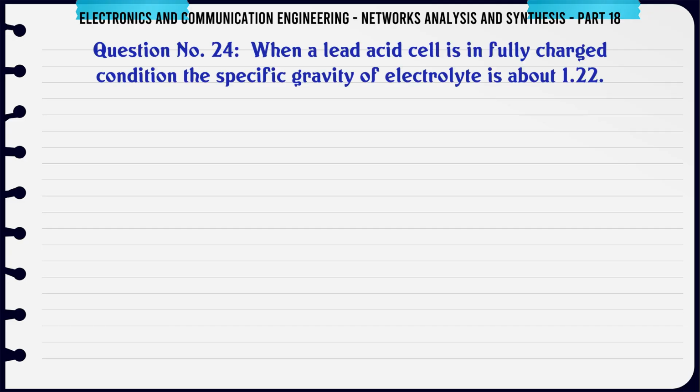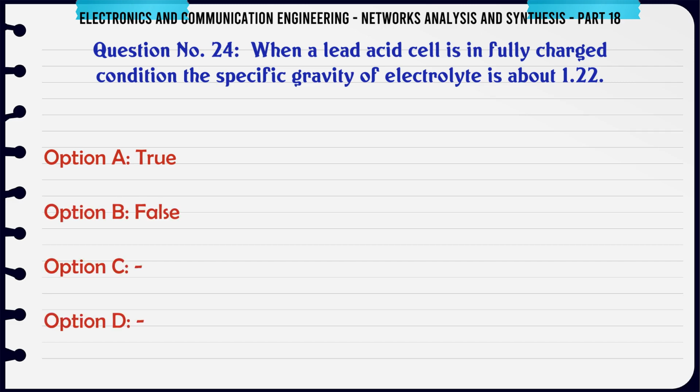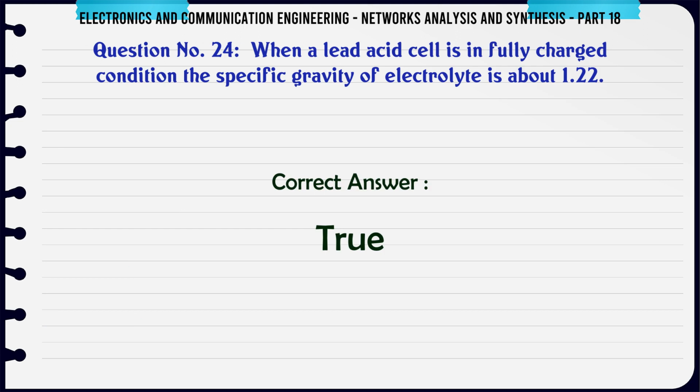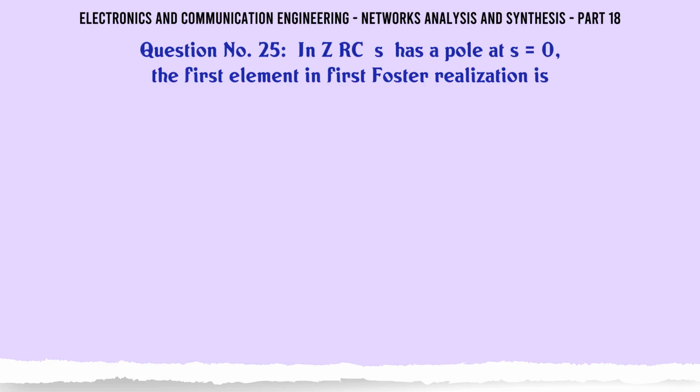When a lead-acid cell is in fully charged condition, the specific gravity of electrolyte is about 1.22. A, true; B, false. The correct answer is true. In ZRC, S has a pole at S0.